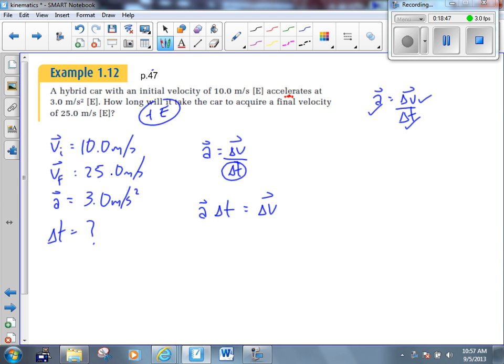Now, it's still not by itself, but the first step was to get it to the top if it wasn't there already. Now we've got it to the top. So now we'll go to step 2. Step 2 is get it by itself. Get it to the top, then get it by itself. How do we get it by itself here? A is multiplied by T, so we're going to do what? Yeah, we're going to divide the A out. Good.